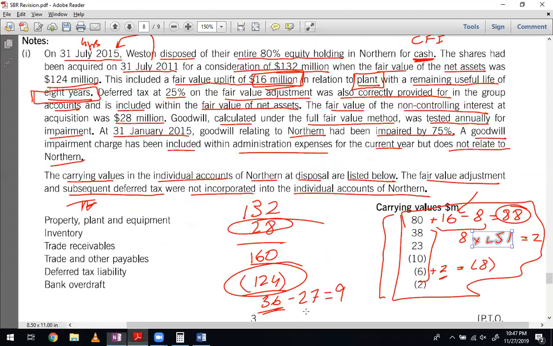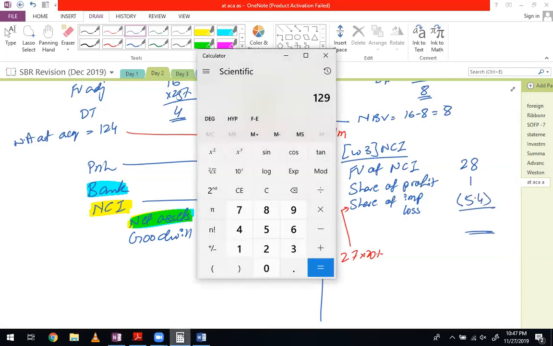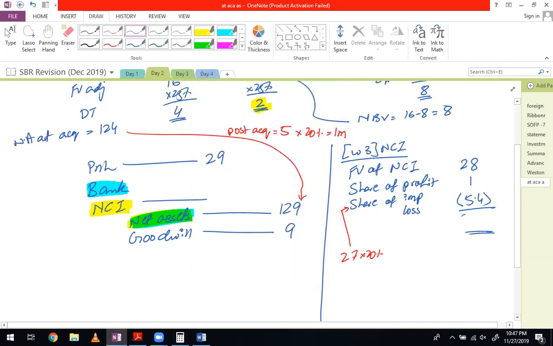Plus the impairment loss that we calculated was 27. So 27 into 20% is what belongs to the NCI. So that will be 5.4. So this means the NCI at the date of disposal is 28 plus 1 minus 5.4, which is 23.6. So 23.6 is the value of NCI that we should be keeping over here to get the balancing figure of the bank.